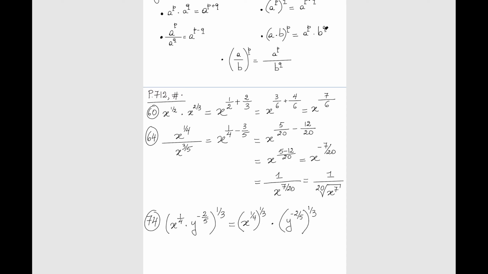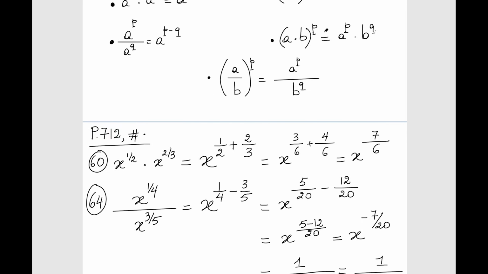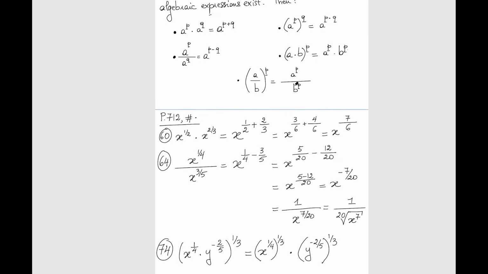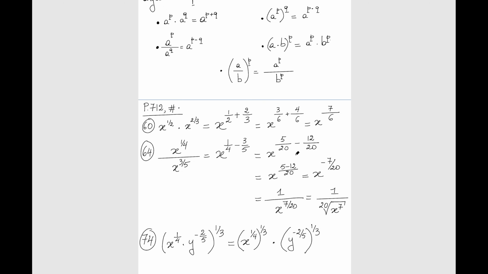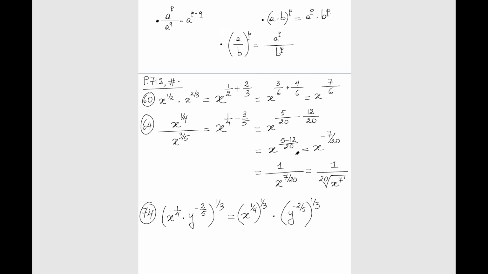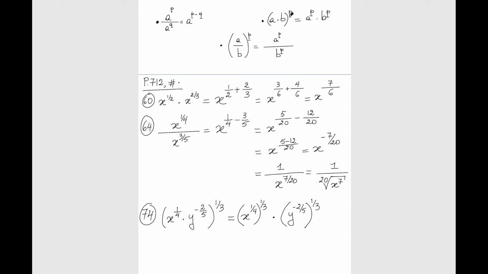Oh, I see a mistake here. All right, let me just erase. This is a p, okay? It's the same p. There's no q here. And similarly, I don't know why I copied q. This is p. I didn't see it before. I'm sorry. Okay, let me see if there's another mistake. All right. Very good. So you got this idea here. So the pth power of a product, that's what I applied.